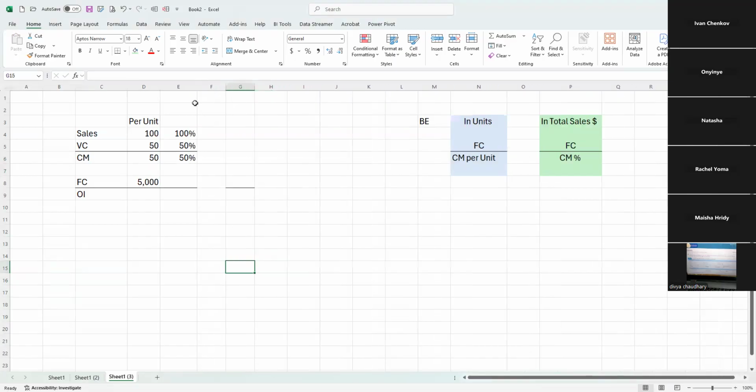Now let's go and do our more interesting scenario. Let's increase that fixed cost. Let's make it like a 60,000.